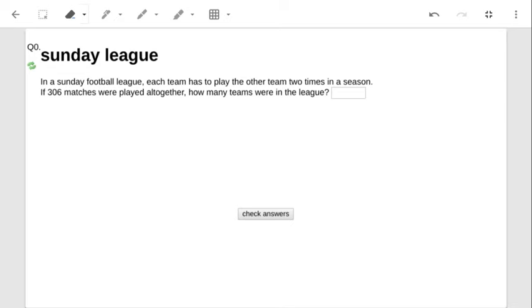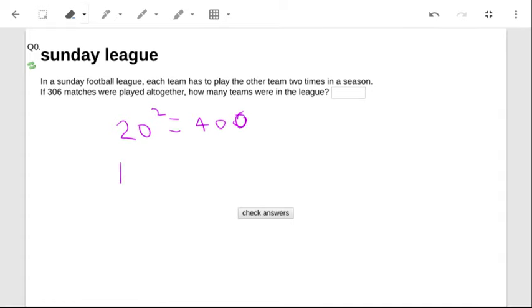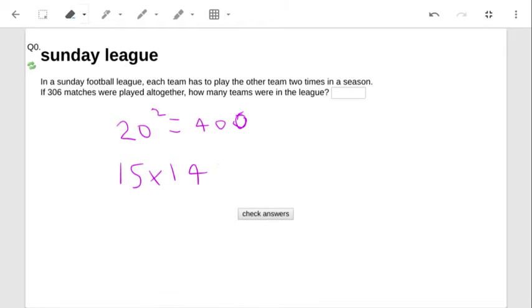Now, 306. Well, I know that 20 squared is 400, so that's too high. So I'm going to go with 15 times 14. Let's see what that makes. Well, that's quite an easy one. That's going to give me 140 plus 70, so that gives me 210. So I need to go a little bit higher.